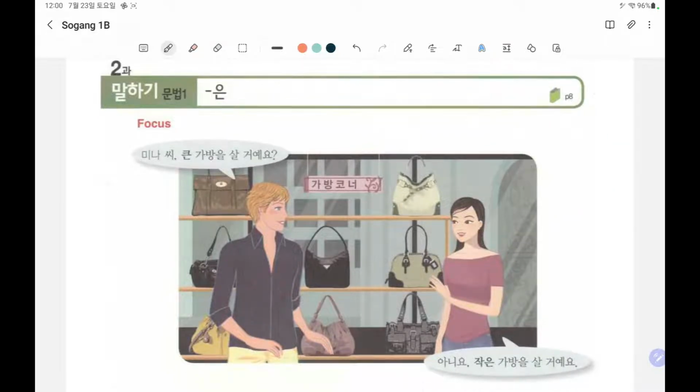Okay then, shall we practice the dialogue? 제가 읽을게요. 따라하세요. 미나 씨, 큰 가방을 살 거예요? 아니요, 작은 가방을 살 거예요. If I'm reading too fast, please pause the video and make sure you practice right after me. 자, what do they talk about? Andy asks, 미나 씨, 큰 가방을 살 거예요? Are you going to buy a large bag?